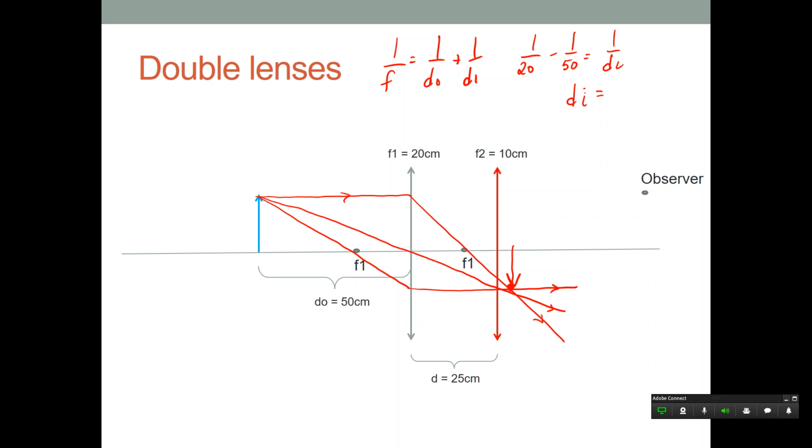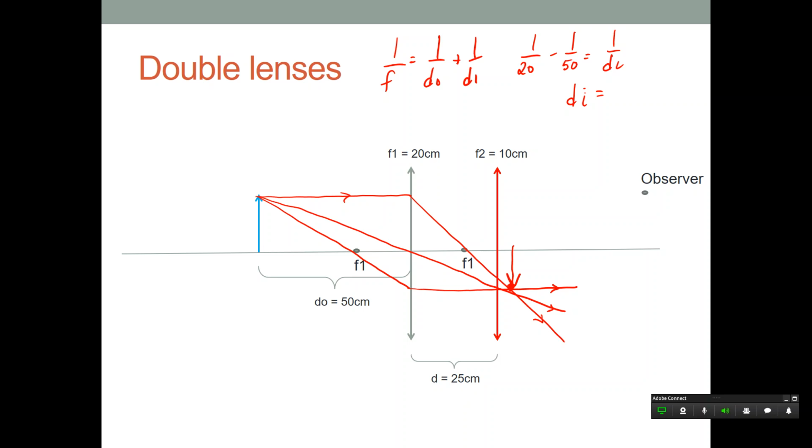Can anyone do this in their head? 1 over 20 minus 1 over 50? Give it a try. Don't succumb to the need of a calculator. What's the common denominator for these two fractions?